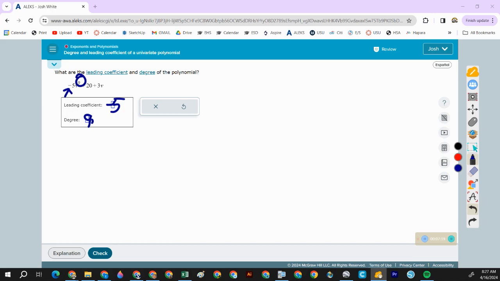Okay, so all of these, the negative 5, the 20, and the 3, are coefficients. Leading coefficient is the one in front of the variable with the biggest exponent. And we usually write that in front, but sometimes you'll run into a case where that's not happening.